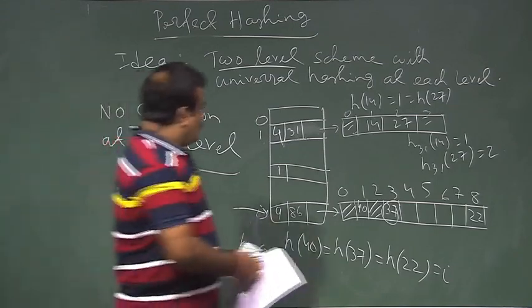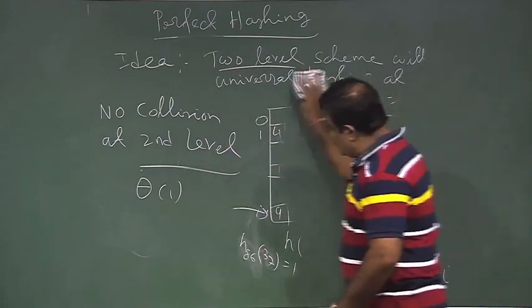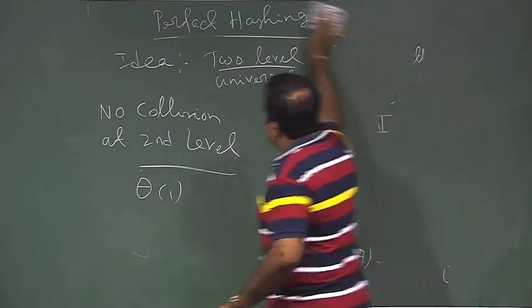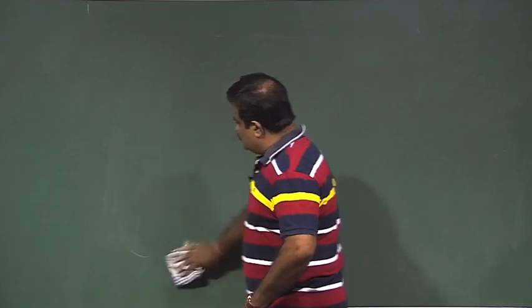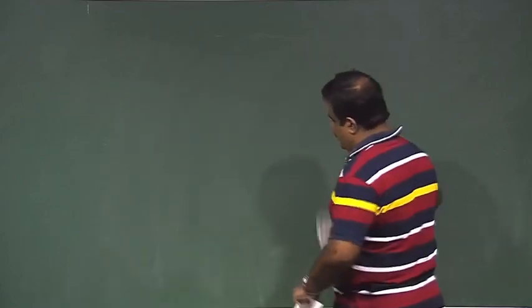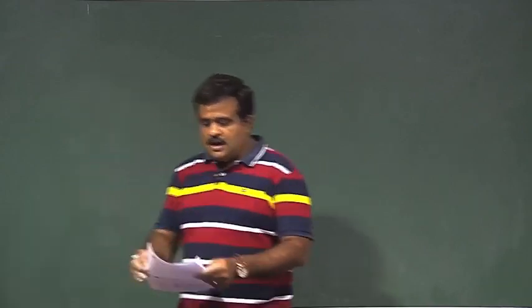Okay. So, now searching is okay. Now, let us have a quick analysis of this. We need to do 2 types of analysis. Why there is no collision in the second level, and we have to bother about storage also, because intuitively we may be using a lot of storage, but that also we need to analyze.